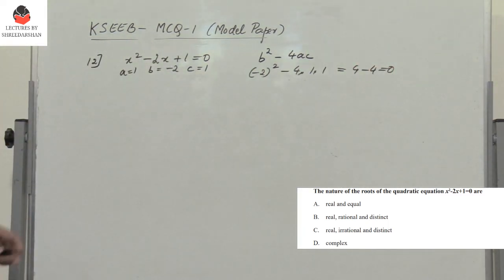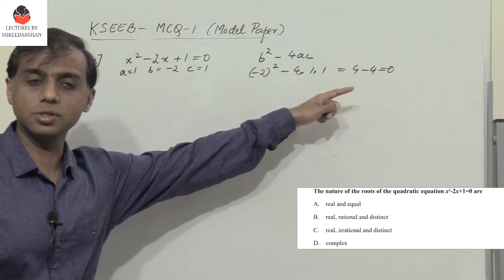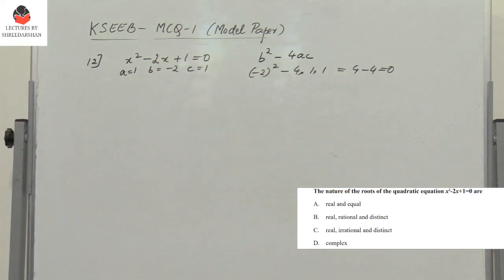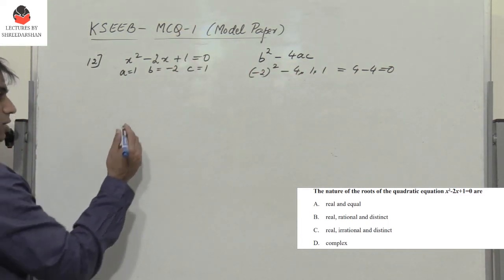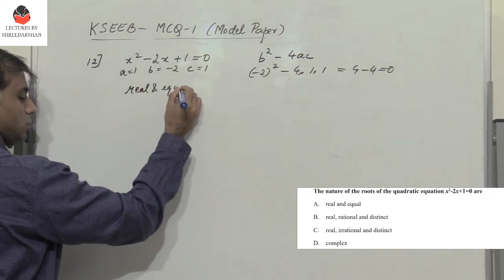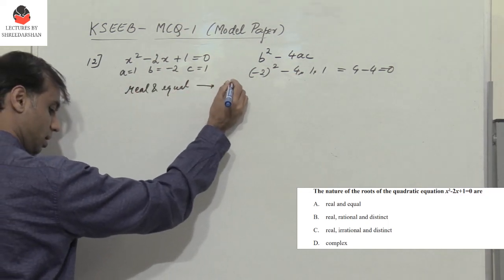So when the discriminant value b square minus 4ac equals 0, now what are the roots? The roots are nothing but they are real and equal. So the right answer happens to be A.